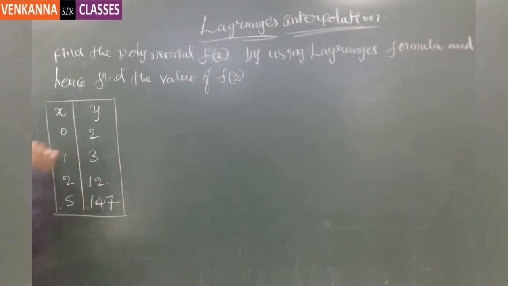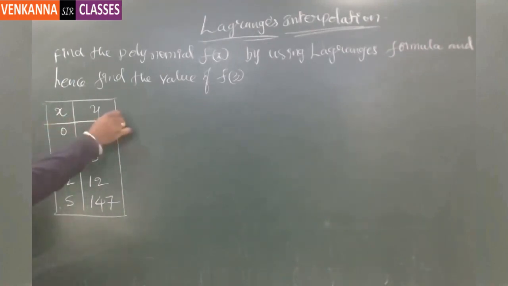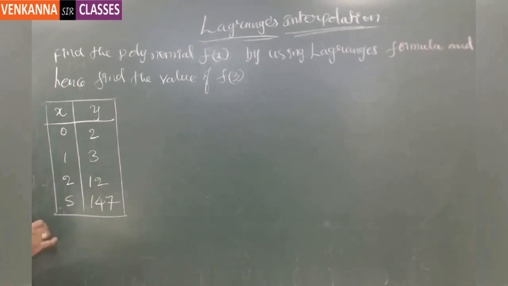Now can somebody tell me what the order of the polynomial should be? What should be the order of the polynomial? Anybody? So it should be 3. Why? Because here we have 4 different data points. If there are 4 different data points, the order of the polynomial can only be 3. That is n minus 1, so x to the power n minus 1 is the order.